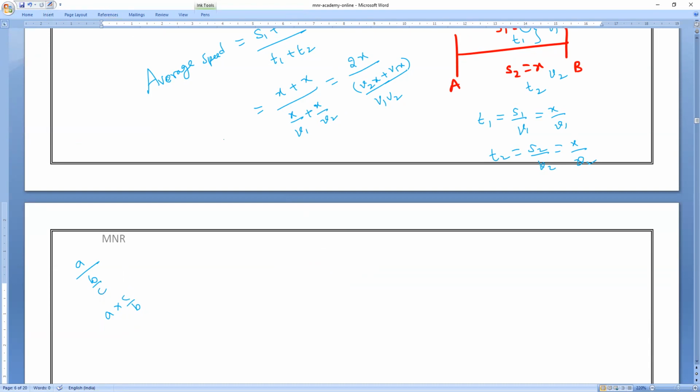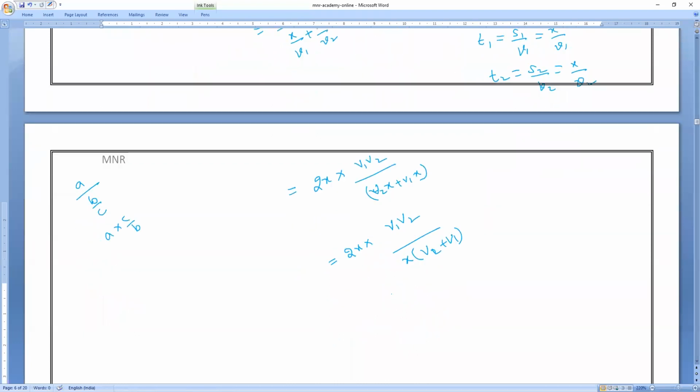Is it okay? Yes, sir. B by C will become reverse. So in the same way I'm writing 2x into this one: V1, V2 divided by V2x plus V1x. Now, notice that in both something is common. Who is that? X is common. Not V1, V2 plus V1. Understand?